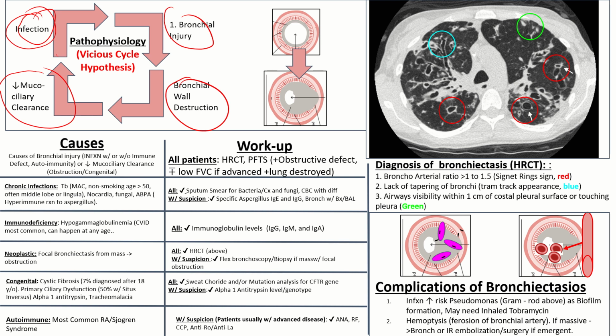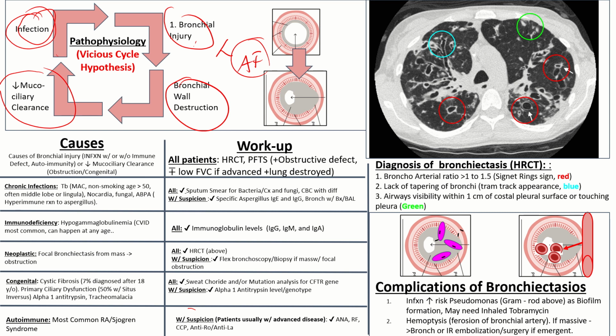If you see some sort of obstruction, maybe there's a mass or a neoplasm, maybe a foreign body, or congenital causes. Always check for sweat chloride. Seven percent of patients with cystic fibrosis are diagnosed after 18, so it doesn't mean they don't necessarily have it. Also check alpha-1 antitrypsin with suspicion. Autoimmune disease can cause it through autoimmune-based bronchial injury as well, but those patients should have other systemic manifestations of their autoimmune disease.